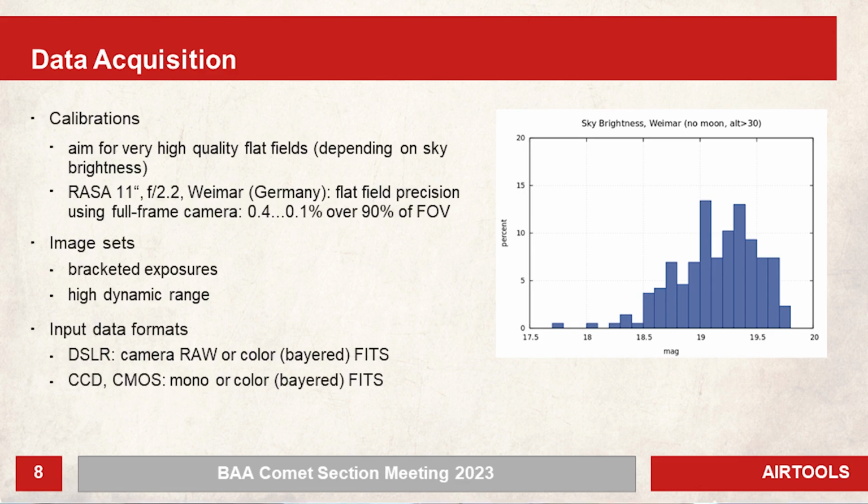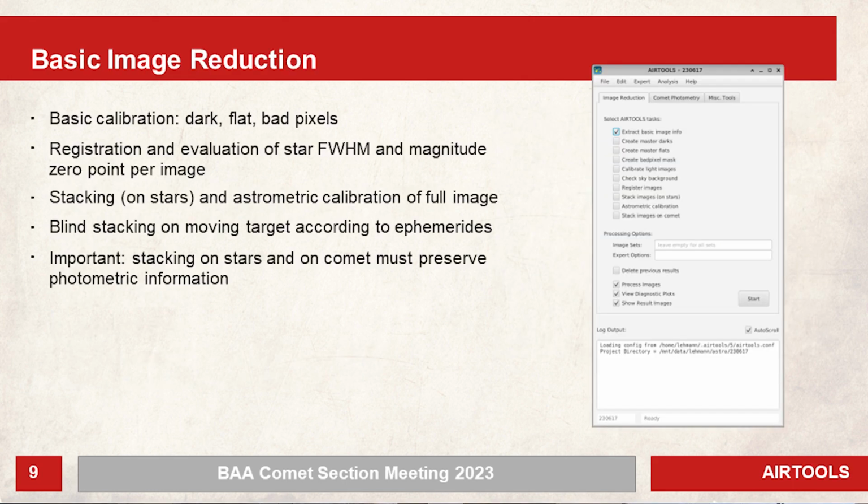Of course, you want to get high dynamic range, so you do bracketed exposures, which is quite normal, and the software does accept all common formats you get during your data acquisition. Basic image reduction, there's nothing special about this. You have the screenshot of the interface.